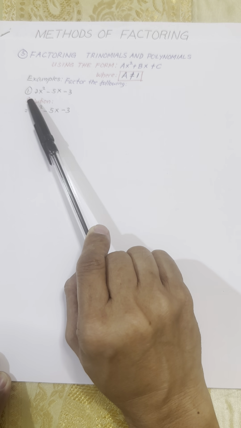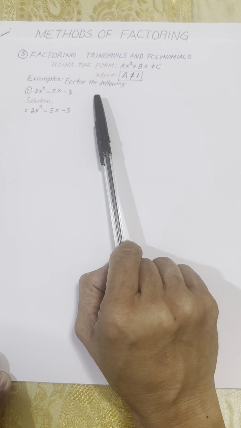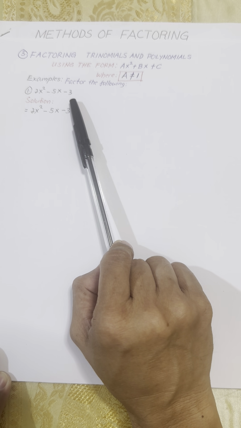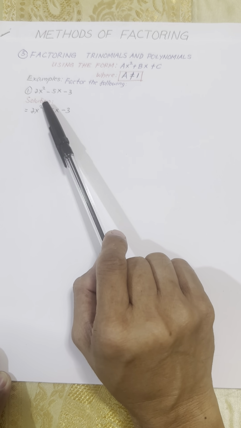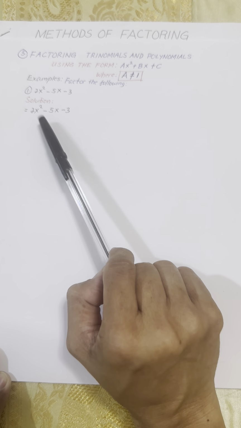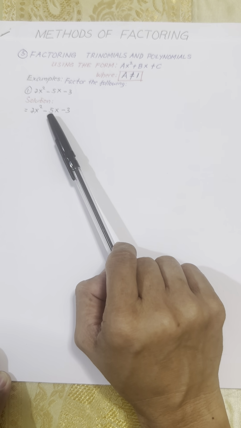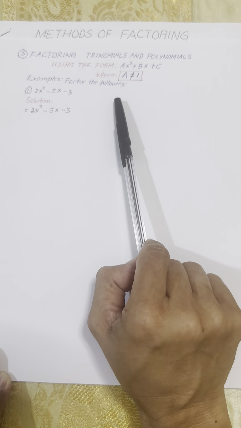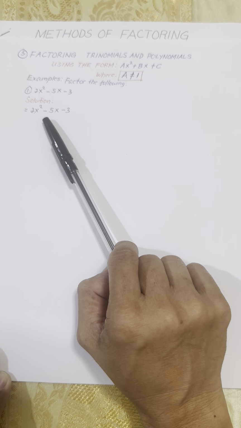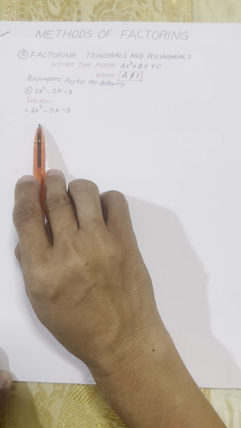So factor the following. We have the first example here, 2x squared minus 5x minus 3. If you can still remember, in our previous video, we have solved this already, but during that time, we manipulated this equation in such a way that we were able to group them into two groups, but there were no details why and how it was done that way. So this time I will teach you the details of how to do it. Okay, so first we just copy the given.